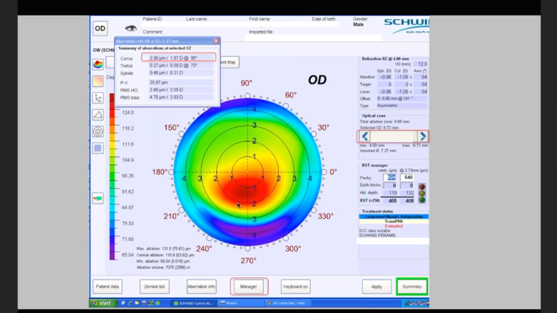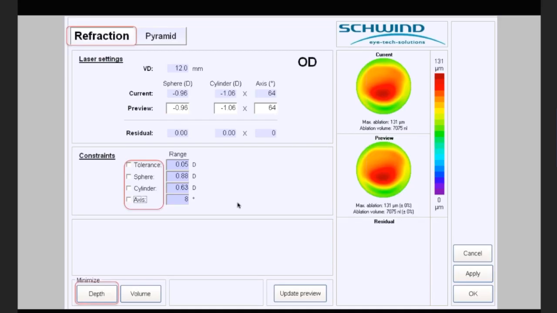So we're going to go to our manager function, and we're going to first of all go to the refraction tab, and we're going to unclick all the constraints there. And we're going to tell the laser, we don't mind what you do to the sphere and the cylinder. We're only interested here in correcting the higher order aberrations. And so you unclick these boxes. We're saying to the laser, we don't mind where the sphere and the cylinder end up, because once we've improved visual quality, we can correct that with glasses, contact lens, or an ICL later down the track afterwards, once everything's stabilized. So we're only trying to improve irregular astigmatism here.